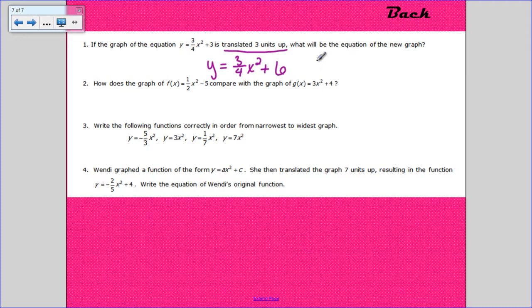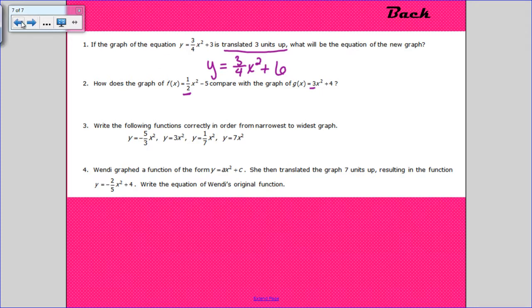So number 2, how does the graph of f of x equals 1/2 x squared minus 5 compare with the graph of g of x equals 3x squared plus 4? So we've got to look at the things that are changing from this first graph, f of x, to the second graph, g of x. Let's just look at a, the number in front of x squared. I went from 1/2 to 3. So I took the number from 1/2 to a +3. And so my number got bigger.